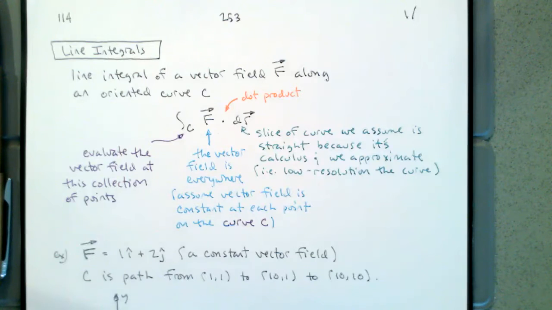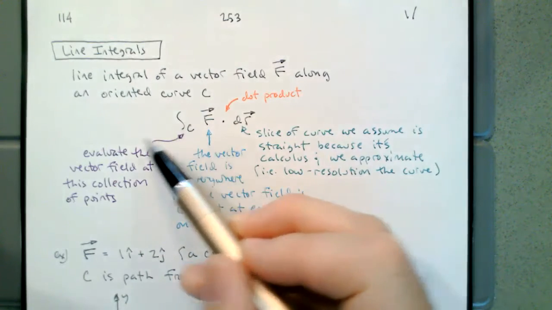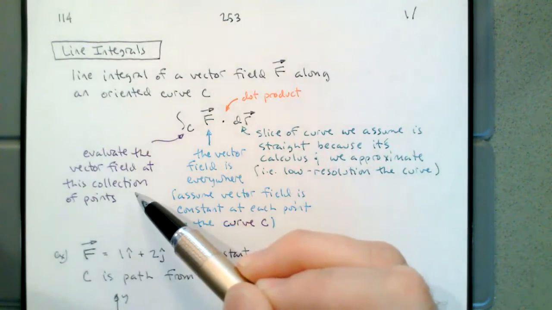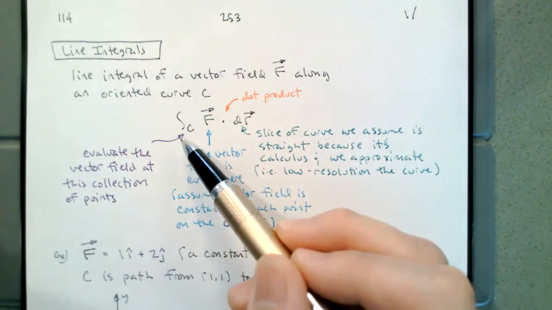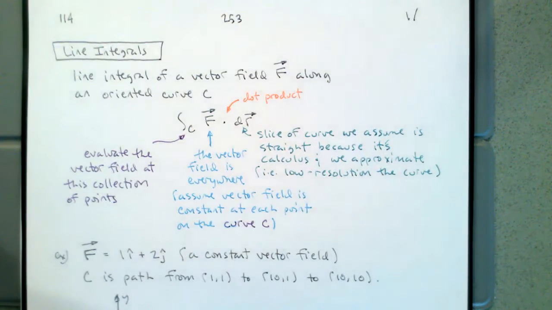And the setup is the same. We have the integral over C, or the integral along C of the vector field dot dr. And all these parts correspond to the integral from a to b of f of x dx. In the integral part, we have the integral along the curve C. These are all the points that we're going to evaluate the vector field. Just like the integral from a to b, those are all the points where we evaluate the function.